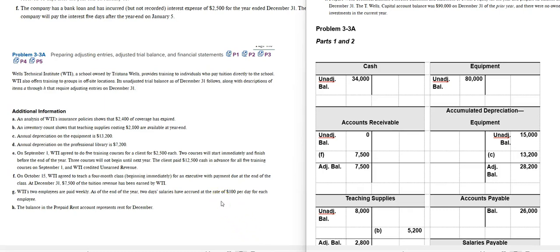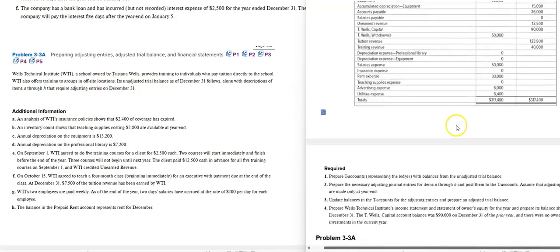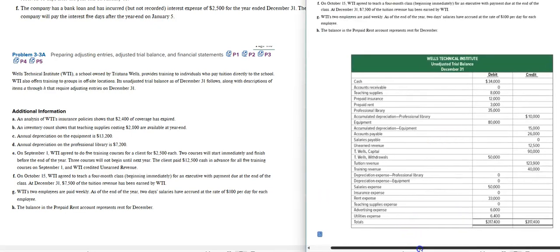All right, we're going to move on to this next problem, which really is going to be a good cumulative problem to pull together some of the critical concepts and everything we've learned in chapters 1, 2, and 3. So we're going to work with this problem 3-3A. Wells Technical Institute is a school owned by Tristana Wells, which provides training to people who pay tuition directly to the school. It does offer training to groups in offsite locations. They have provided to us their unadjusted trial balance for December 31st.